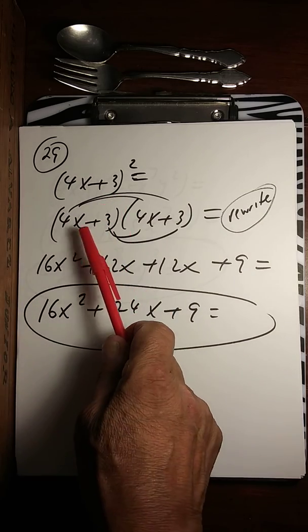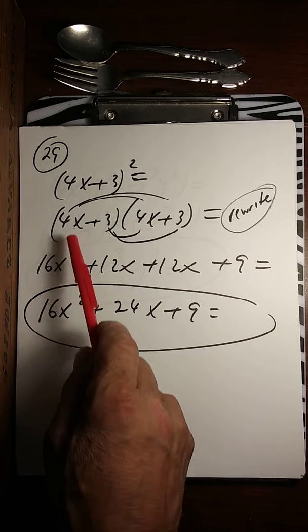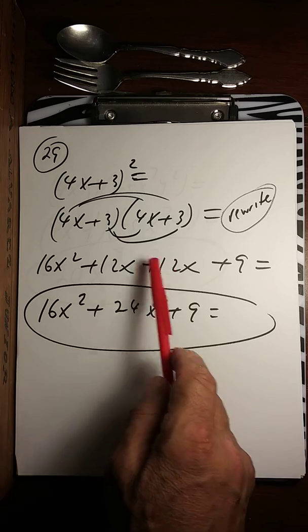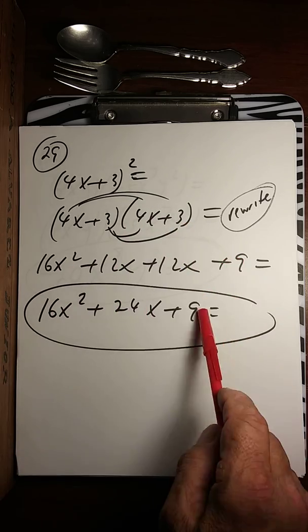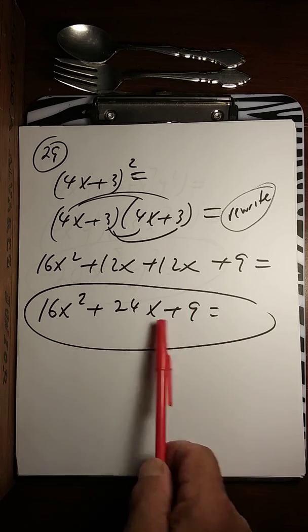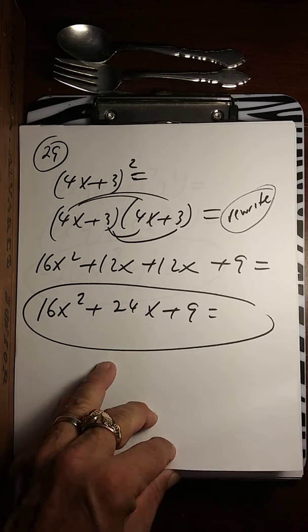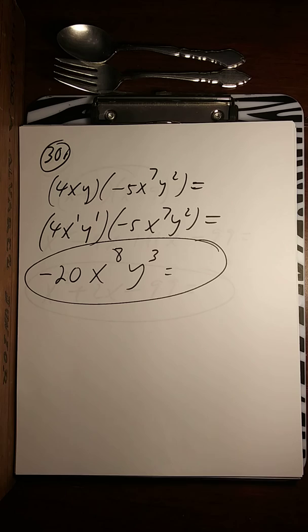4x plus 3 squared. Do it twice. That turns out 16x squared. That turns out 12x. That turns out 12x, and that turns out 9. 16x squared plus 24x plus 9. And they stay in the middle. Don't write it into this.